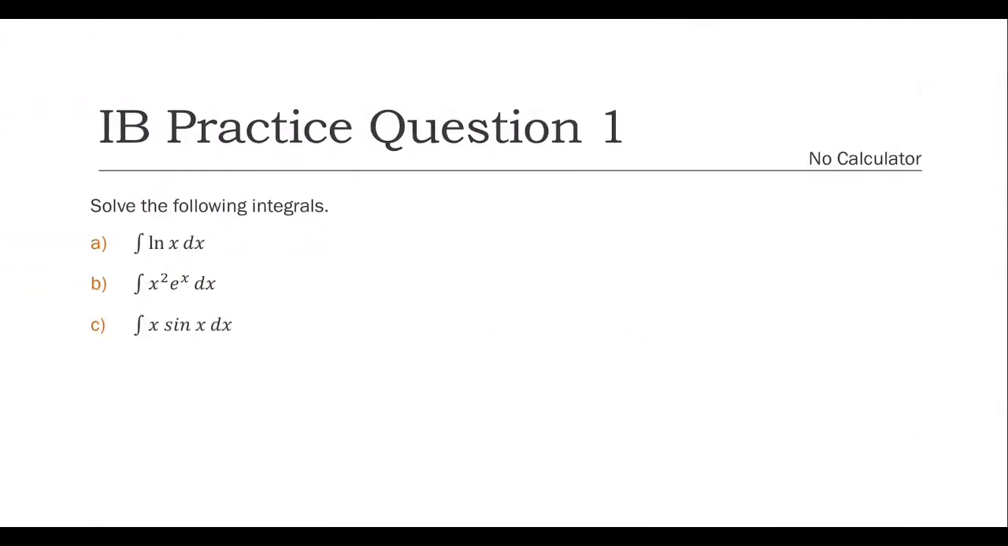So here we have our first IB practice question. It says solve the following integrals. So first we have the integral of the natural log of x dx. So natural log of x isn't one of the derivatives we've memorized, but this would be the same as the integral of 1 times the natural log of x dx. And we can try integrating that using integration by parts.